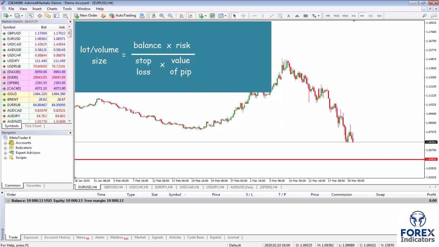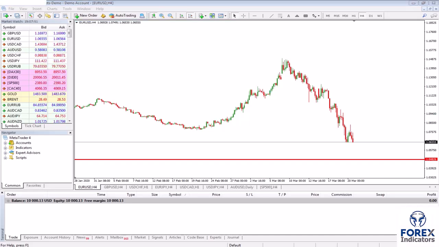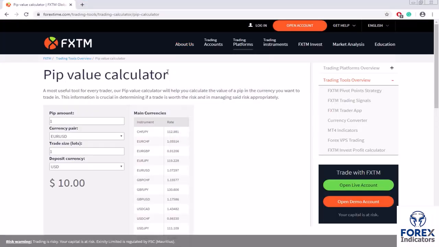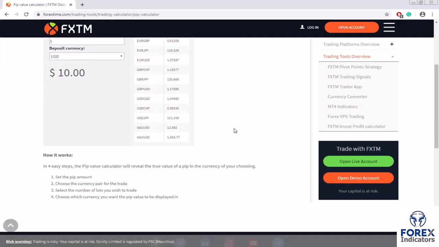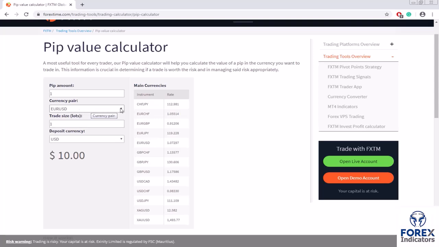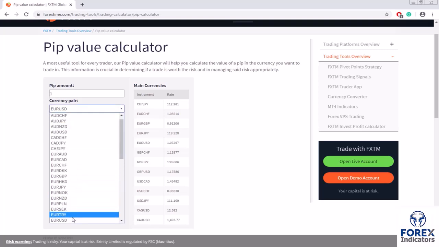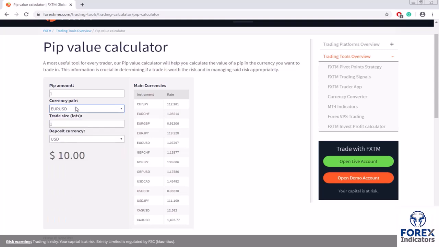And the last item is the pip value for one lot. How will we determine the value of 1 pip on euro-dollar or any other currency pair? Simply type in Google pip value calculator. There are many. I have selected the first one that was offered. You can find the pip values for any currency pair here. Enter the amount of pips in the first field. Just enter 1 because we want to find out the value of 1 pip. Choose the currency pair you are trading with. As we trade the euro-dollar currency pair, we'll leave it.